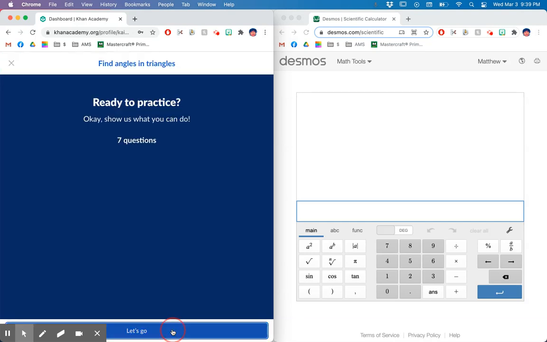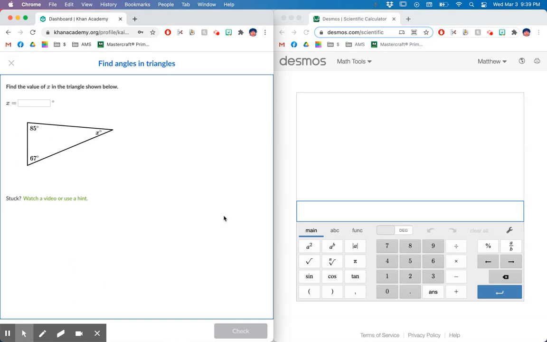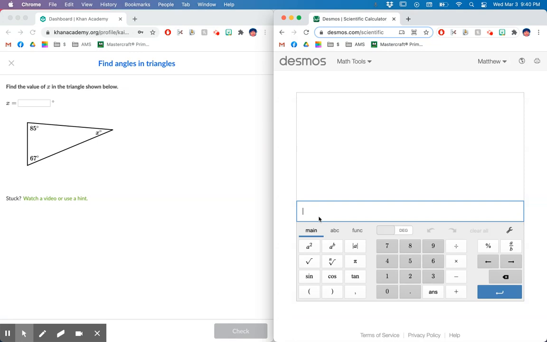So here's your first exercise. We'll do a couple examples of each. This one's going to start you off simple. Find the value of x in the triangle shown. We have these two angles known, and we're trying to find this missing angle. So check it out. All three angles in the triangle have to add up to 180, right?